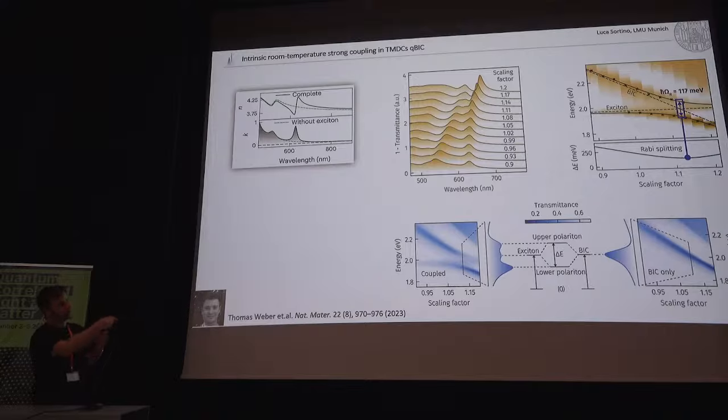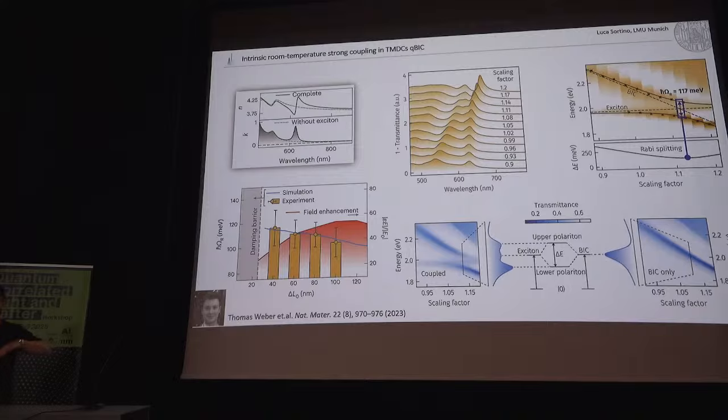And as you can see, we observe an anti-crossing effect, which gives values of Rabi splitting around 120 meV at room temperature. And beyond the fact that we can control the tuning of the cavity emitter, we also show that by changing this symmetry parameter, we can also tune the Rabi energy itself.